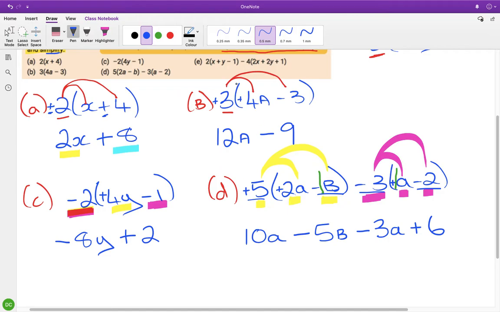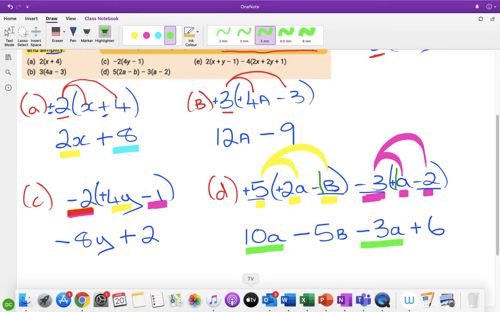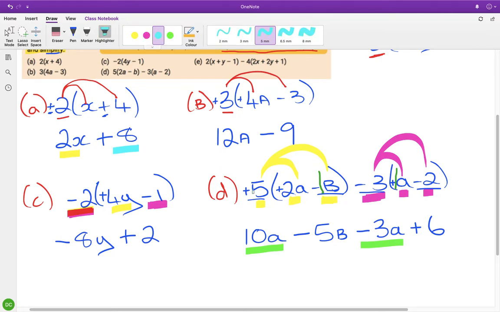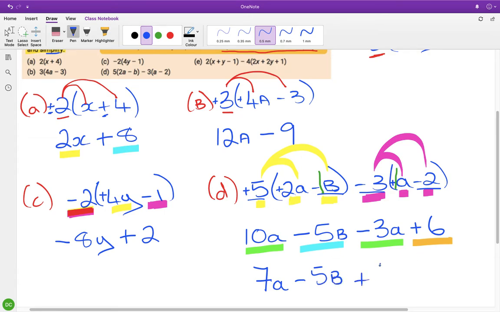Okay, now the question asked us to simplify, and up until now we've had no similar families. Okay, so if you look here, there's 10a. Is there another bit of the A family? Yes, there is. Here is a bit of the A family. Okay, then we have a B family. Is there any more B families? No. And then we have the 6, which has no letter, so it's a constant. Okay, so if you do 10a minus 3a, we do the 10, take away the 3 is 7, and that subtraction was from the A family. The B family has nothing to go with it, so you just write it as it is, and the constant family has nothing, so you just write it as it is.